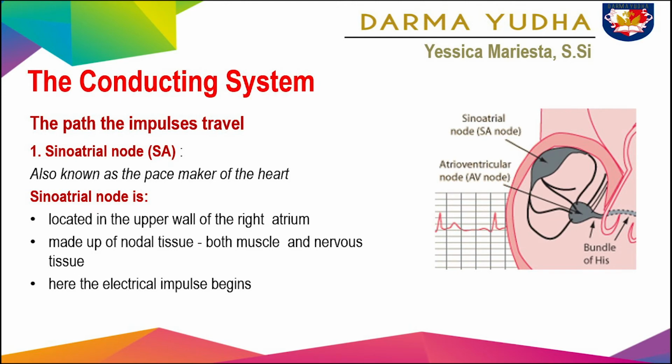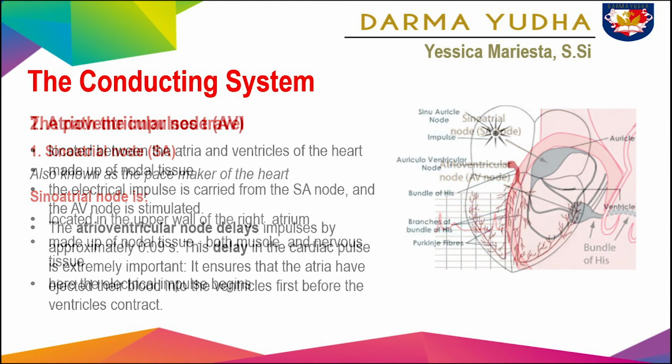The first one is the sinoatrial node, or we shorten it as the SA node, also known as the pacemaker of the heart. The sinoatrial node is located in the upper wall of the right atrium. They are made of nodal tissues, both muscle and nervous tissue. Here, the electrical impulse begins.